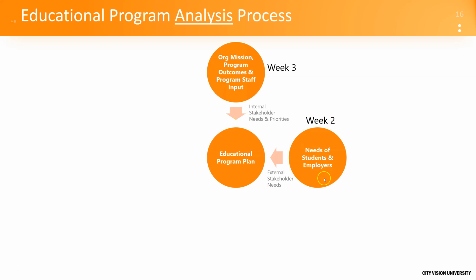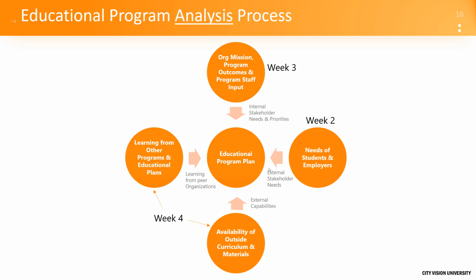So week 2 is looking at needs of students and employers. So that's external stakeholder needs. Then in week 4, you're going to be looking at availability of outside curriculum and materials. Like we said, we don't want you to reinvent the wheel, but you're also going to be learning from other programs and educational plans. And all that is going to be components of your educational program plan.